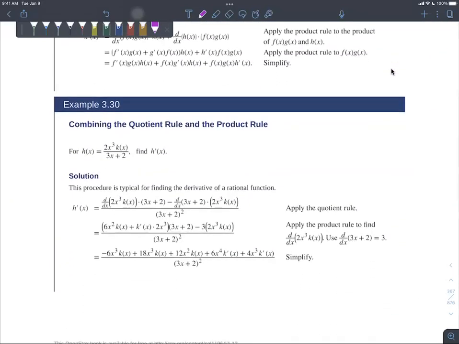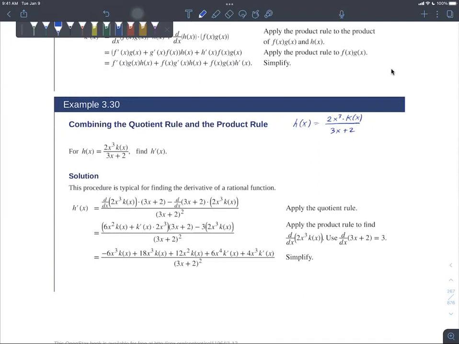So what if we need to somehow combine the quotient and product rules, right? Functions can be very complicated. So we have a function here, which is h of x, which is, okay, it's a quotient. In the denominator, we have 3x plus 2. That's a function. But in the numerator, notice we have 2x cubed times some other function, k of x. Now, we're not given what k of x is, but we have a product of two functions in the numerator.